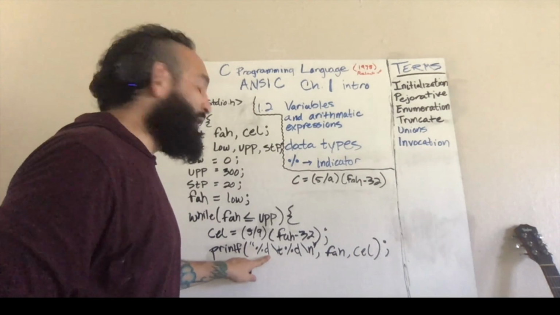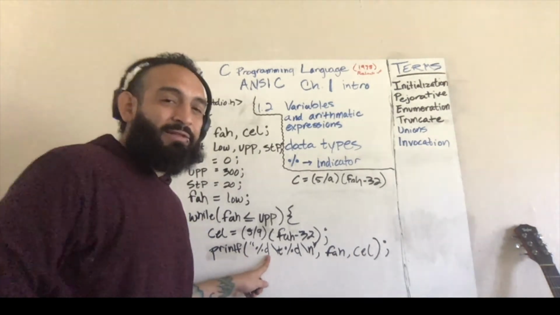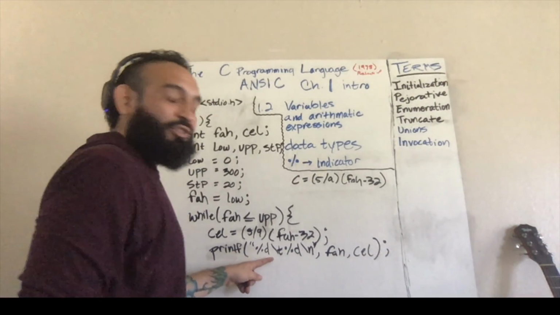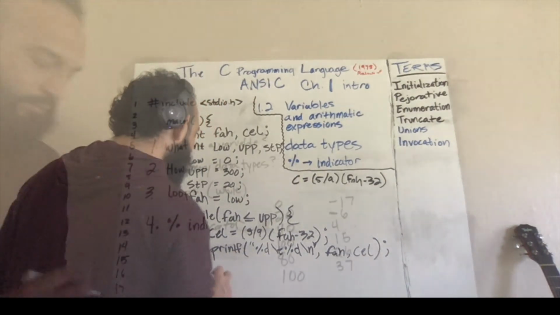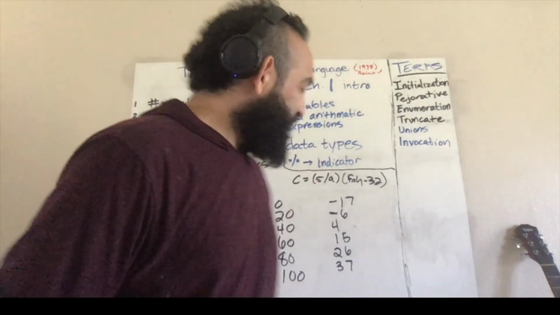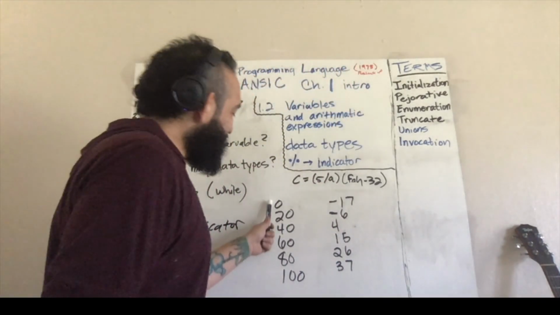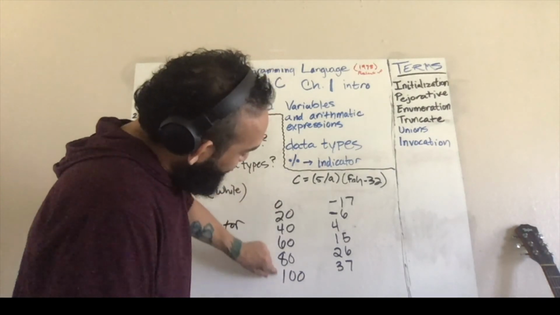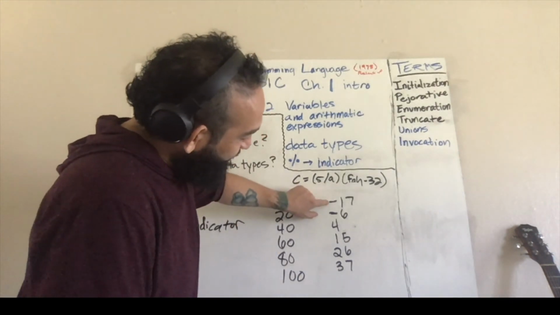Percentage d is integer. Percentage c would be a character if it was letters, but since we're dealing with numbers, whole numbers specifically, it's going to be an integer. Percentage d. So by default, this is what the numbers are going to be spit out like: justified left. They're going to be lined up on the left. The first number is going to be 0, on the left column. Same thing with this side, the Celsius.